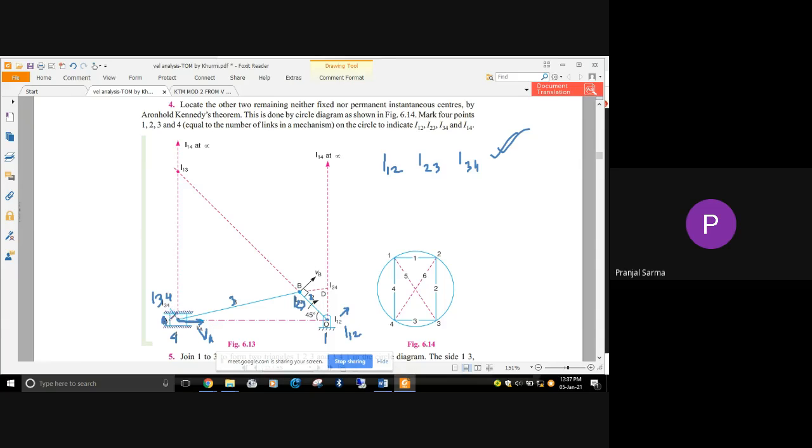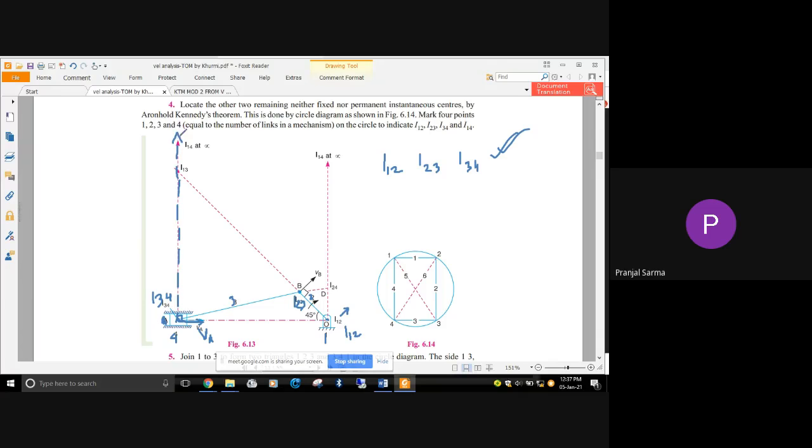Now this slider is link 4, and the fixed link, the frame, is link 1. So 1 and 4 constitute a sliding pair. For a sliding pair, from our previous knowledge, we know that the instantaneous center lies at infinity. So from here we draw a dotted line perpendicular to the line of stroke direction. The line of stroke direction is this one, and perpendicular to it, I14 will lie at infinity.